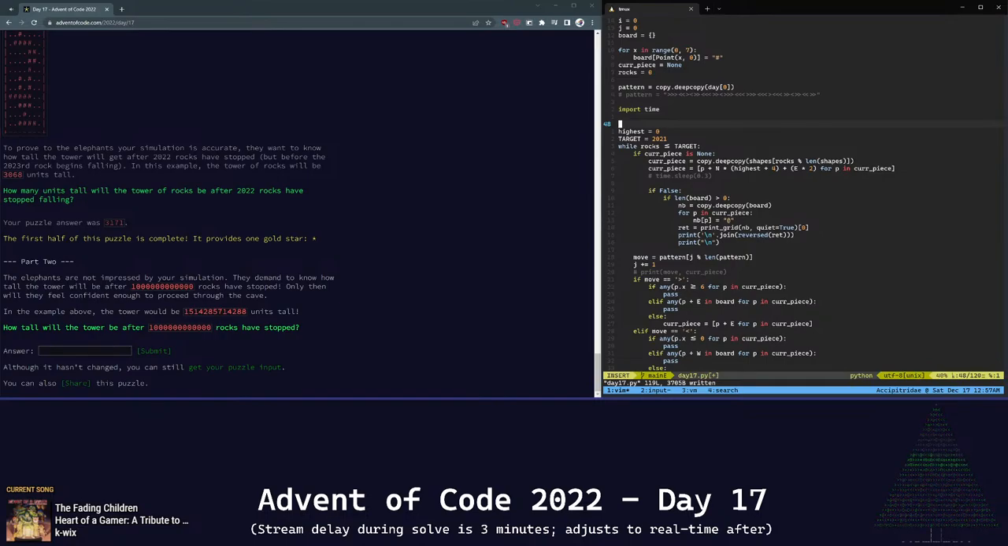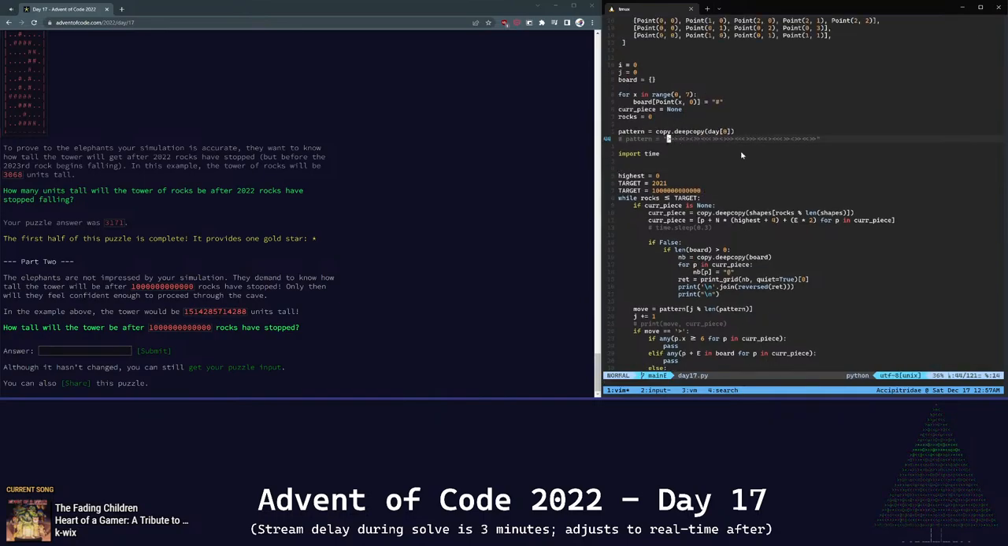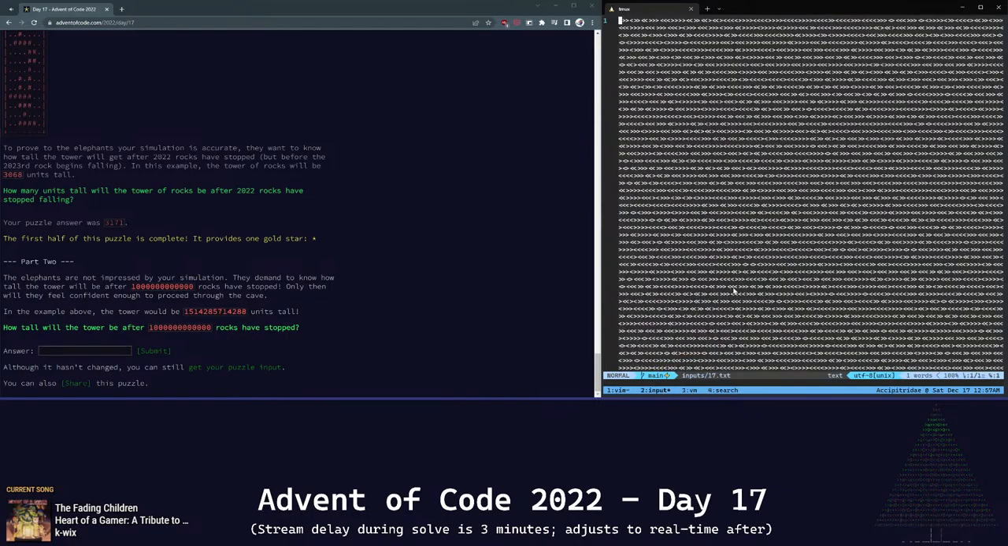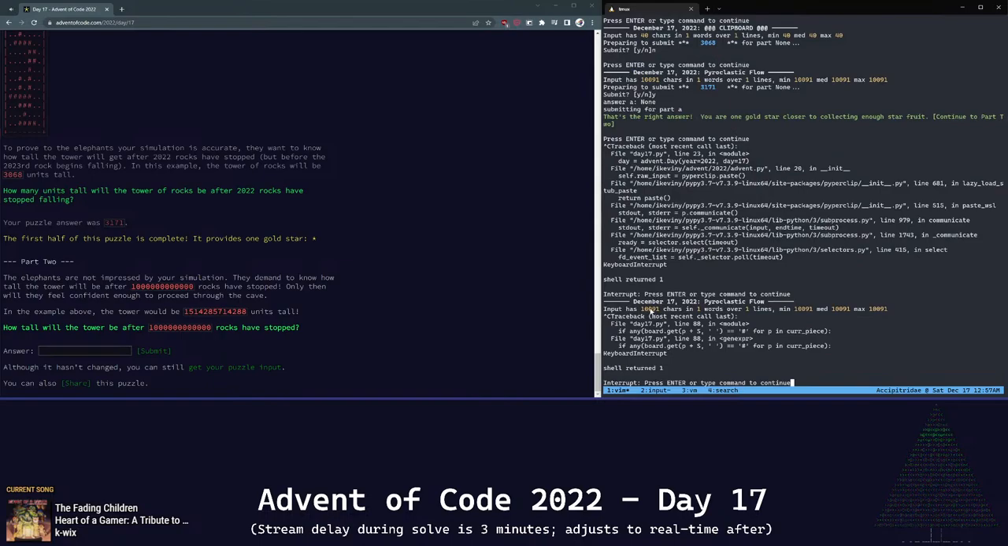So we want to look for... When we spawn, we need to look for a cycle. Okay, so how long is our pattern? Sure, our pattern's like 5,000 characters. So we go 5,000... Wait. Okay, this is a prime number. So the greatest common multiple of this is 5 different types of rocks.